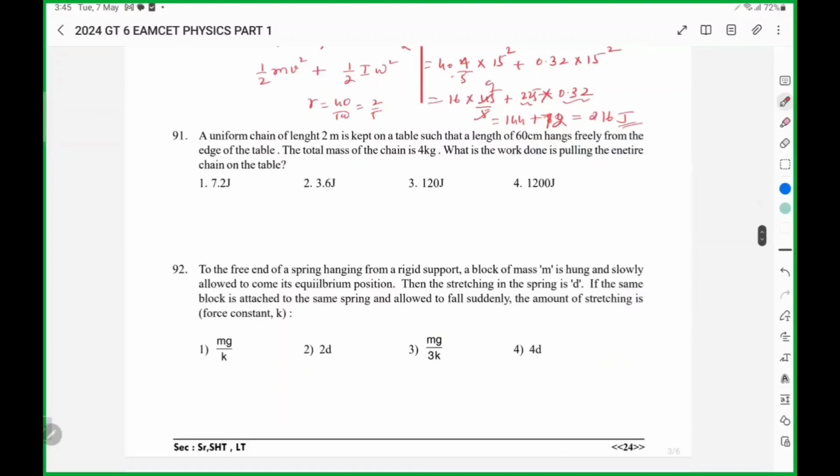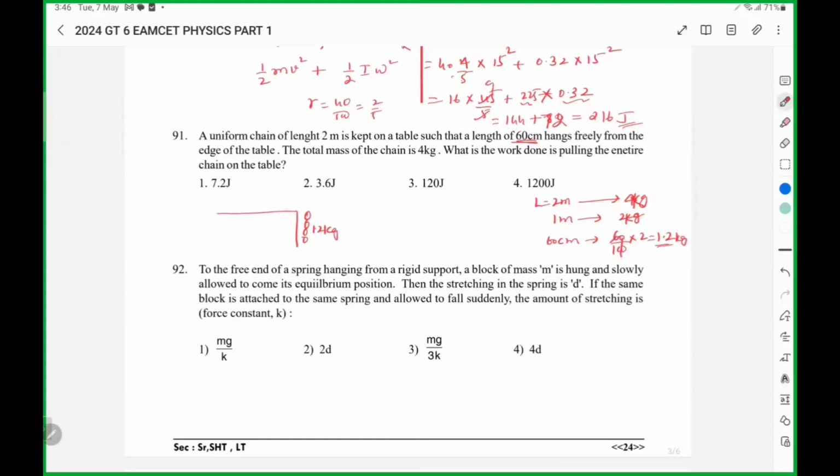A uniform chain of length 2 meters, L here is 2 meters. Let us say the 2 meters weigh 4 kg, so for 1 meter it is 2 kg. Here the hanging part is 60 centimeters, so 60 by 100 into 2, that is 12 by 10, which is 1.2 kg. So 1.2 kg is hanging.